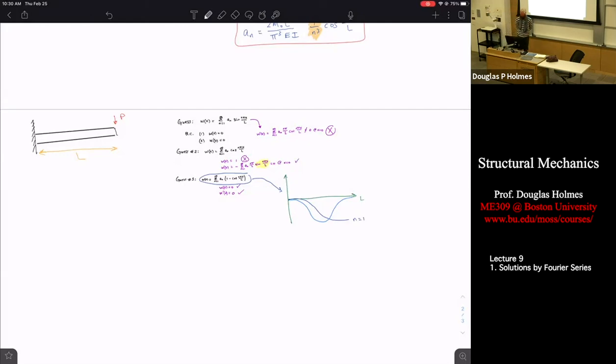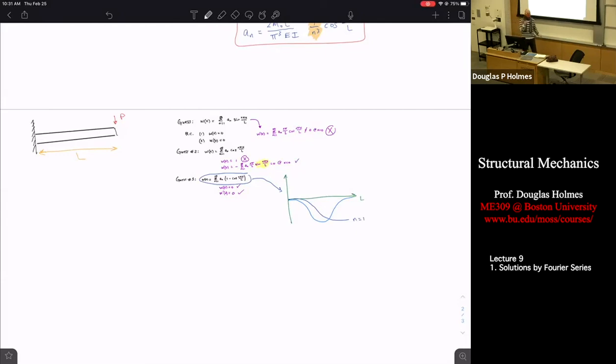What is the beam going to look like when you deflect it? Sketch it in your notebook. Once you sketch the beam deflection, what do you think the slope should be at that free end? Your options are two. Your slope could either be zero at the free end or not zero. Not zero, exactly. There's no reason why the slope should be zero at that free end.